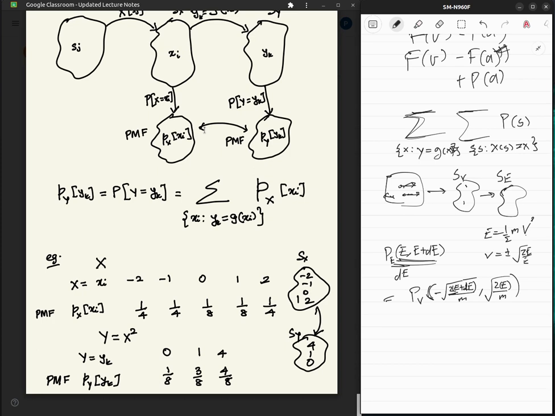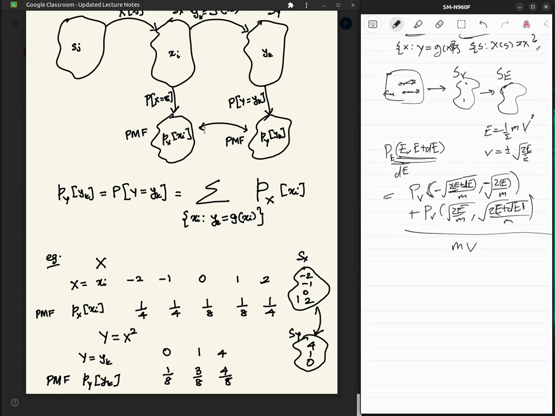So it's just this thing. Yeah, this is usually the probability distribution function, isn't it? Okay, so you have to keep that de there, because otherwise this would not be a finite quantity. It would be going to infinity or something. So you've got this, it should be negative there, and you also have P(v) from negative square root of 2e upon m all the way till square root of 2 times (e plus de) upon m, and this probability upon de. So de is just the half mv squared, so you can write this as m v dv. You could do something like that, right?